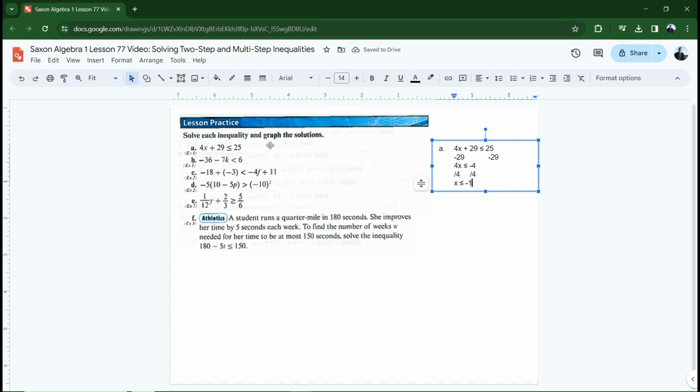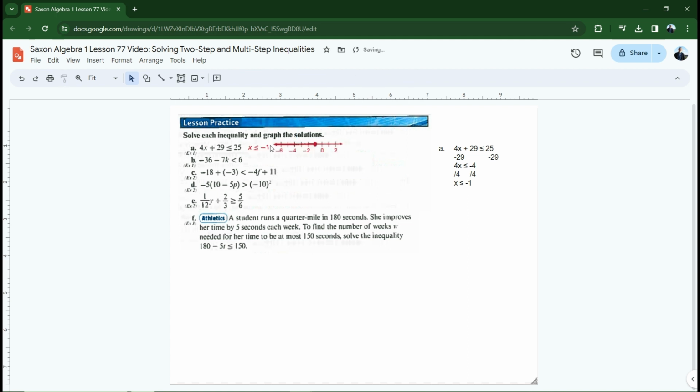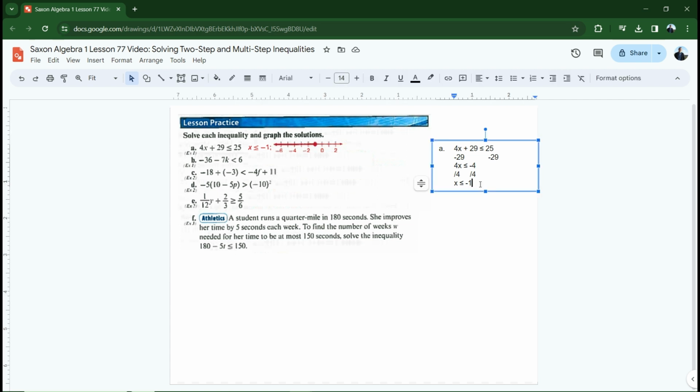Now I need to graph that solution. I'm going to show you what the graph of the solution looks like. Here's negative 1 on a number line. You see where 0 is on that number line. I've filled in the circle because it's less than or equal to, so negative 1 is a solution, and shaded everything to the left. All right, that's how you do letter A. Let's move on to letter B. We're going to work this one much the same way.